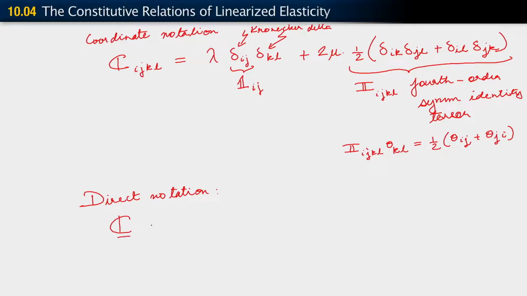C equals lambda 1 dyadic 1, that's the dyadic product. To know what it is, just look at the direct notation. That's what it means. I often call this the tensor product, plus 2 mu times the fourth order symmetric identity. Note that because each of these ones is a second order tensor, their dyadic or tensor product gives us a fourth order tensor. So this is direct notation.